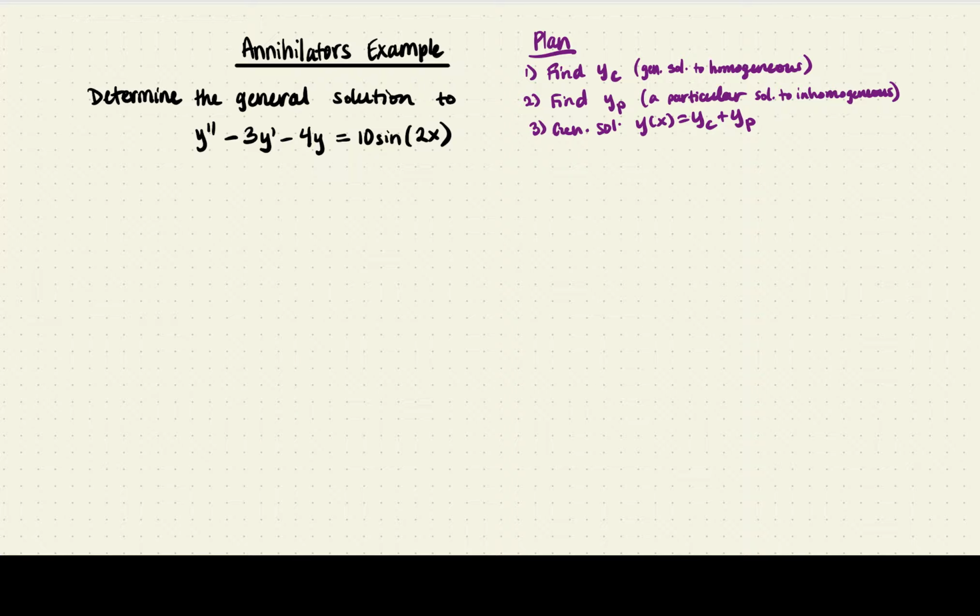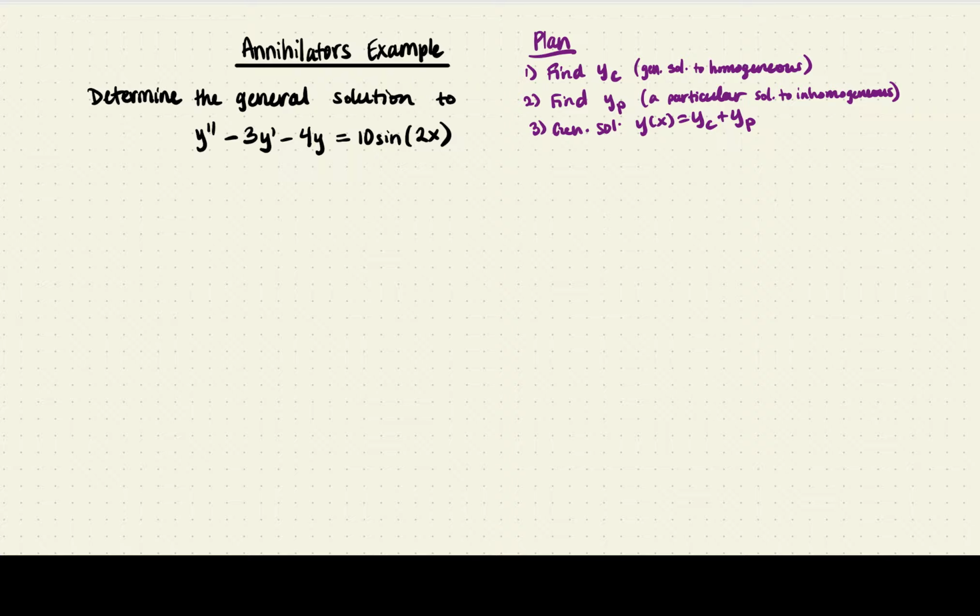Our plan for doing this is to first find the complementary function y sub c. That's just the general solution to the associated homogeneous problem, so that's the same left-hand side, but we make the right-hand side 0. That's how we find y sub c. Then we'll find y sub p, a particular solution to the inhomogeneous problem, so this problem here. We'll use annihilators to do that, and then lastly, we'll write down our general solution, which is just the sum of the two functions that we find in steps 1 and 2.